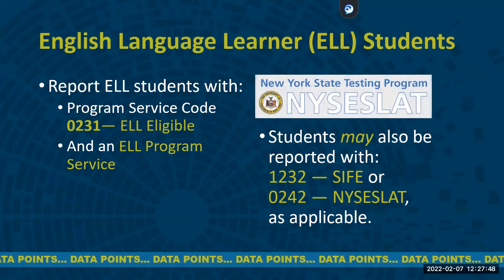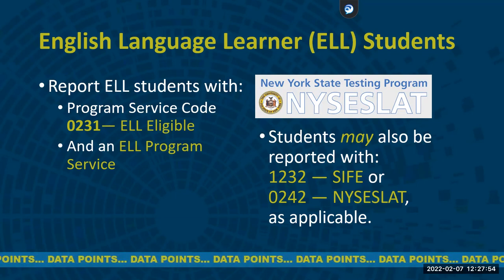An ELL student must be reported with Program Service Code 0231, which is ELL eligible, and an ELL Program Service Code that identifies the type of services received. We'll get into what the codes are in just a minute. Students may also be reported with 1232, students with inconsistent or interrupted formal education, otherwise known as SIFE. Incidentally, the SIFE record is ended when the student achieves a performance level of transitioning on the NYSED exam, and 0242, eligible to take the NYSED as applicable.